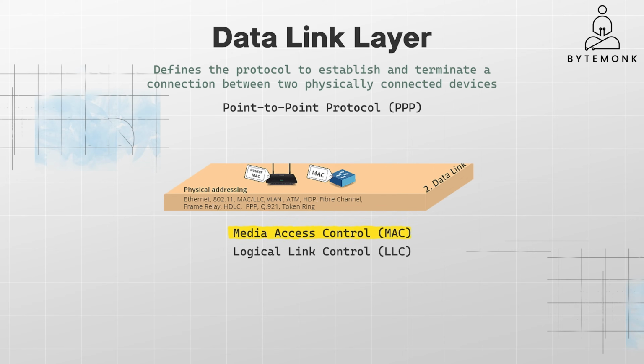The MAC layer manages device access to network media and grants permission to send data. The LLC layer identifies and wraps network protocols, overseeing error checking and frame synchronization. Think of it as the traffic cop of the network, determining who gets to send data and when.